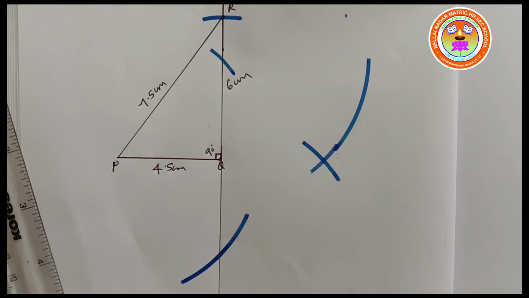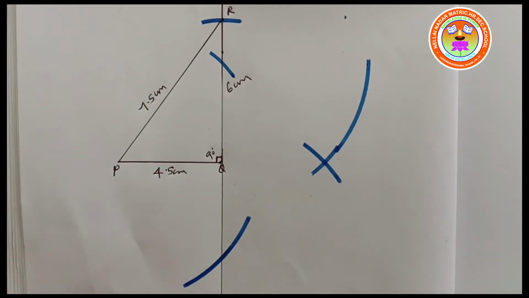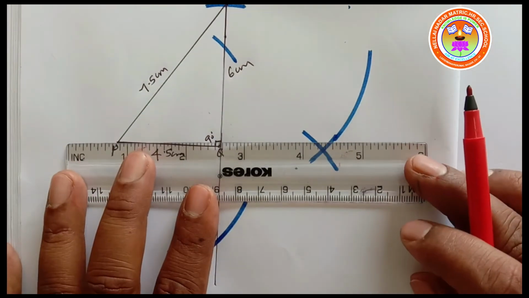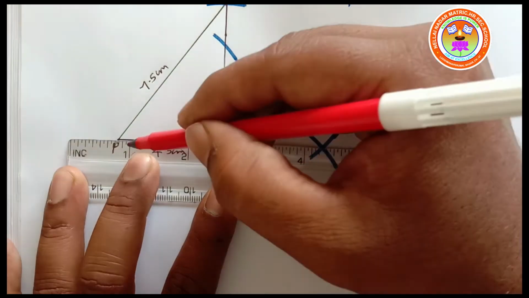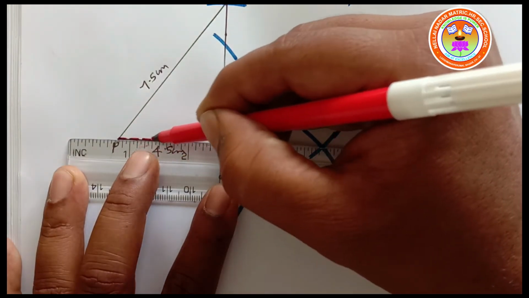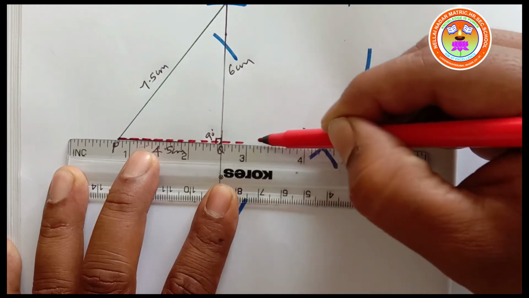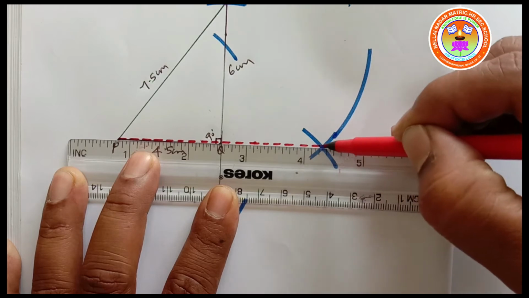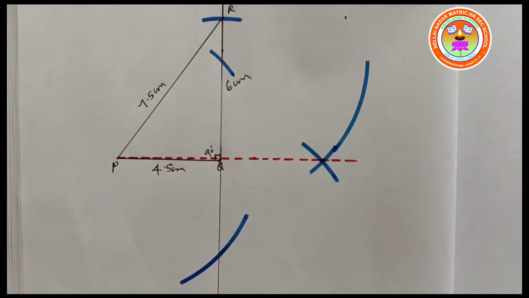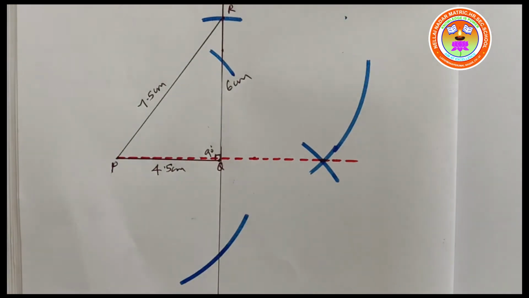It's clear, children? Now from point P, you're going to draw an altitude. It's clear, children? Again from point Q, from Q vertex.